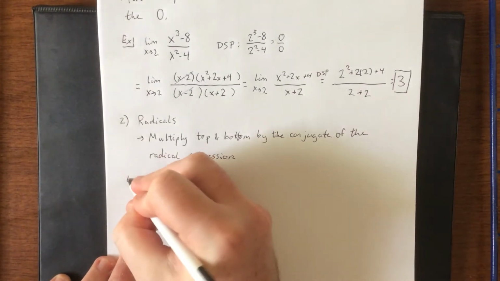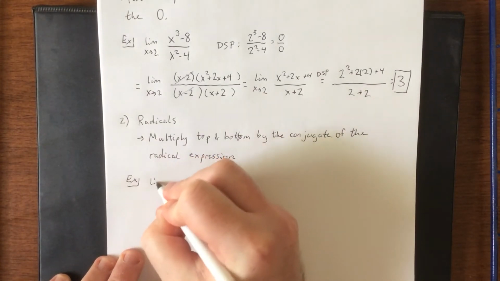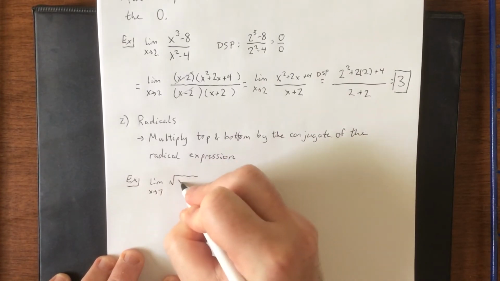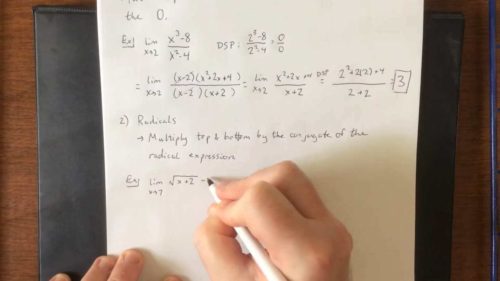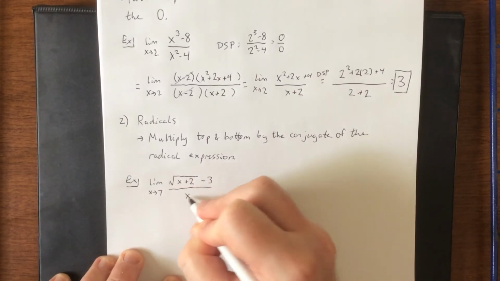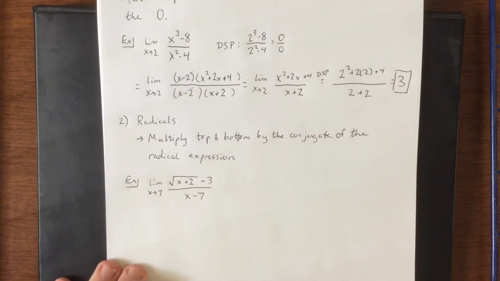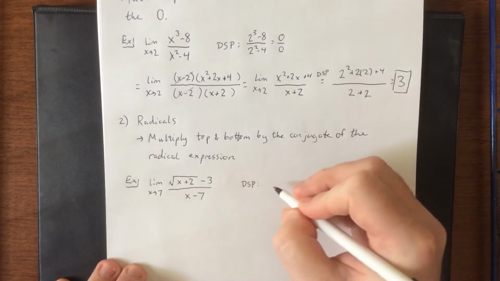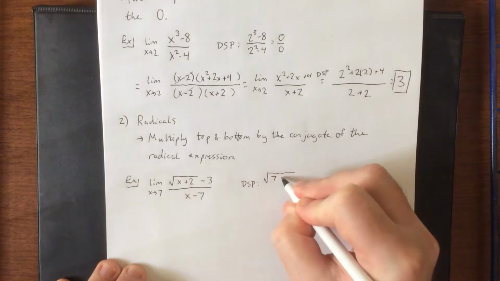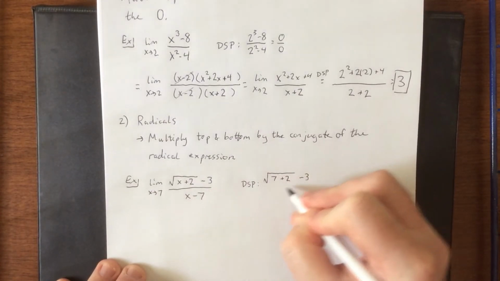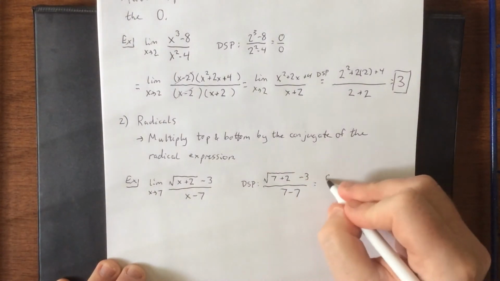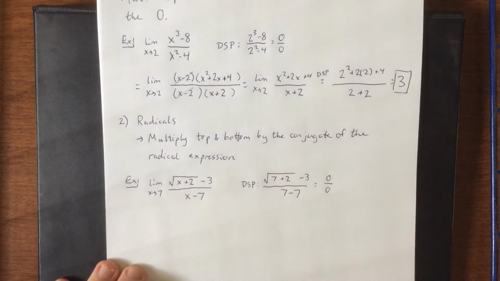To give you an example of something like this, we could consider the limit as x approaches 7 of the square root of x plus 2 minus 3 over x minus 7. Once again, if we were to attempt to use the direct substitution property with this, your numerator would be the square root of 7 plus 2 minus 3 all over 7 minus 7, which is 3 minus 3 over 7 minus 7. So once again, the direct substitution property has failed us.